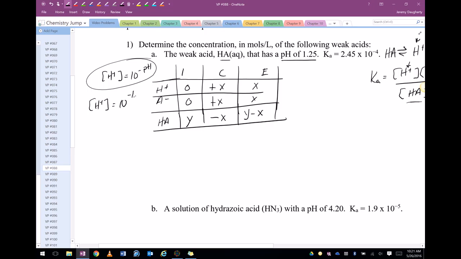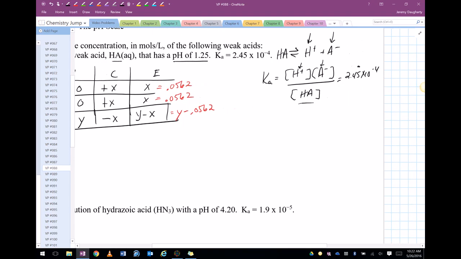10 to the negative 1.25. And I get a hydrogen ion concentration of 0.0562, and that's my equilibrium concentration. So that's what X is. So I know what this number is. I know that this is 0.0562. This is also 0.0562 because it's that same X. And then this is Y minus 0.0562.